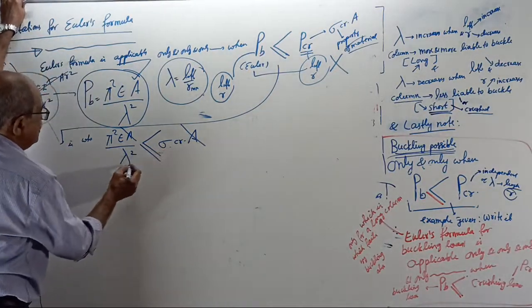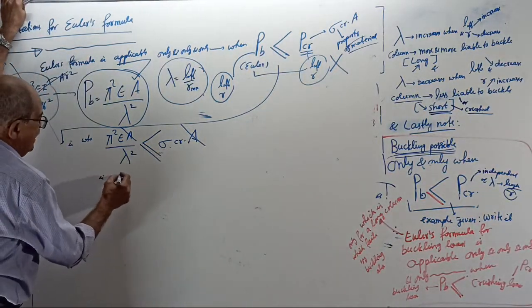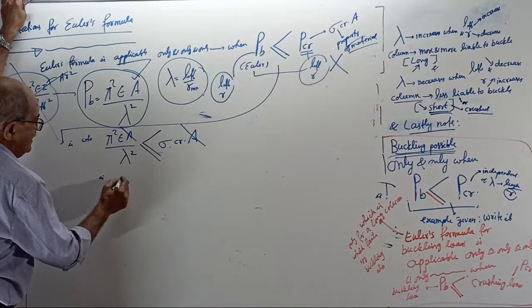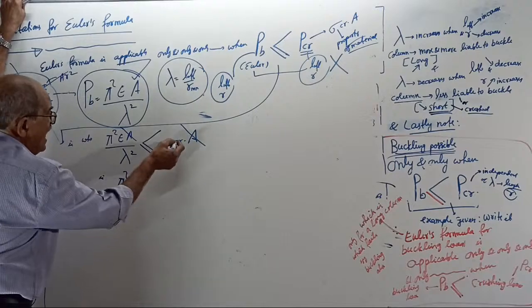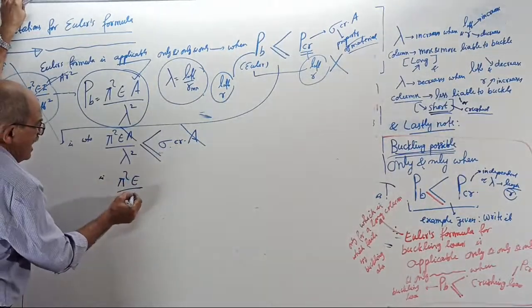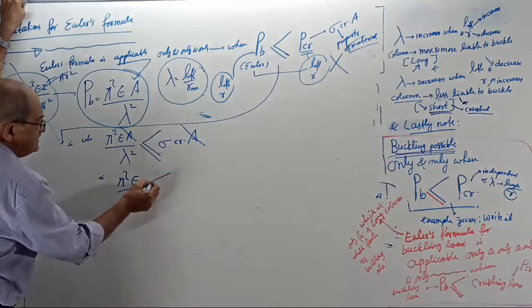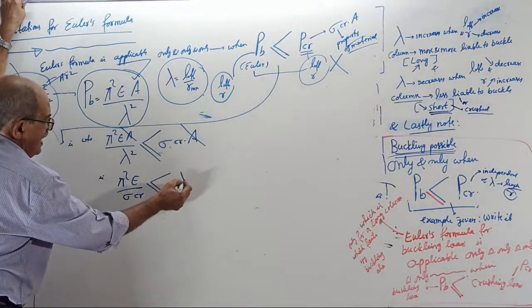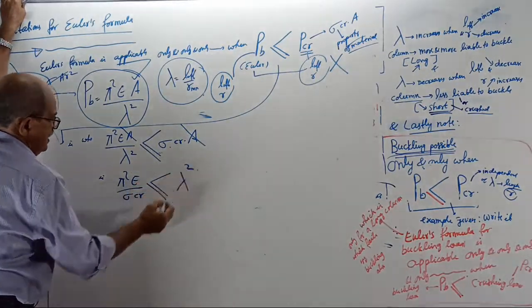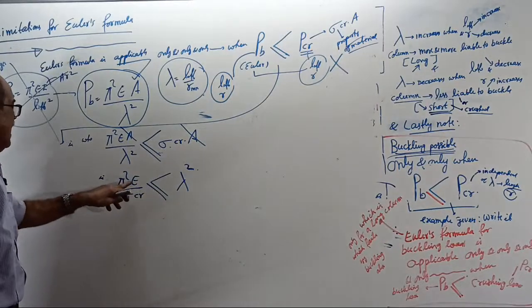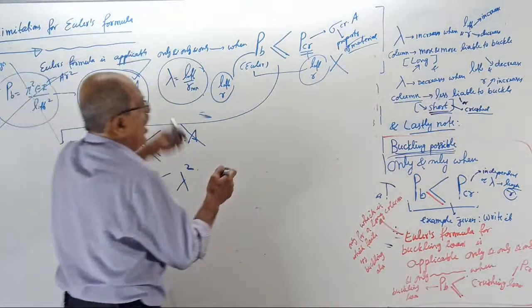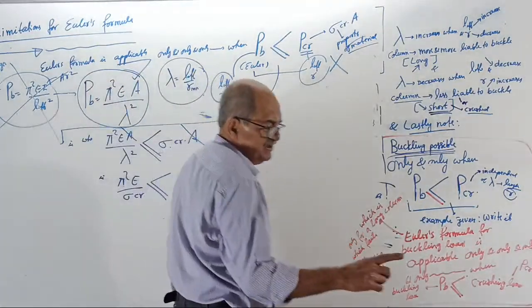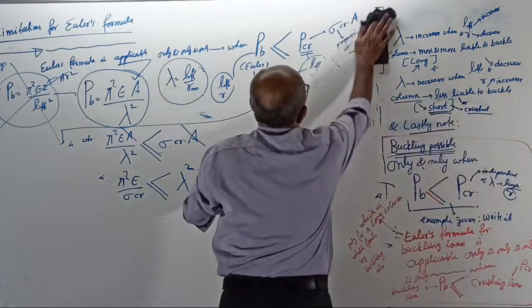Or you can do one thing. Pi square E by sigma CR is less than or equal to lambda square. Correct? Pi square E by sigma CR is less than or equal to lambda square. Or you can tell ultimately one statement here.